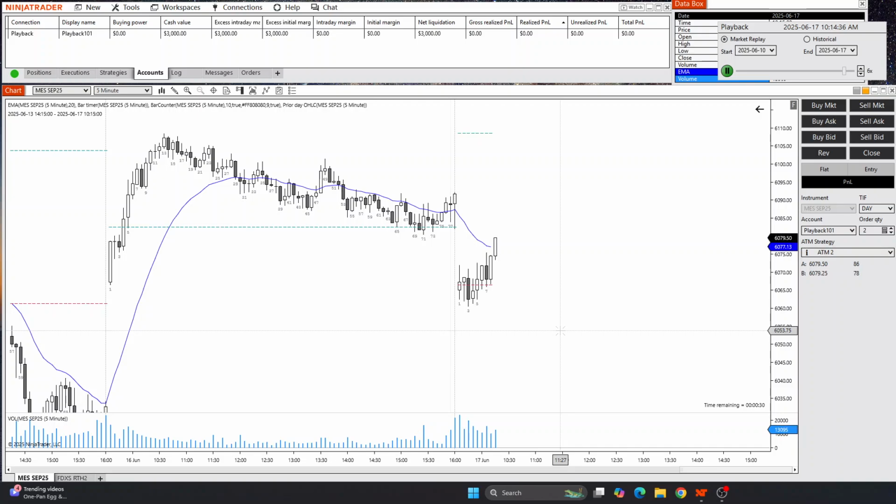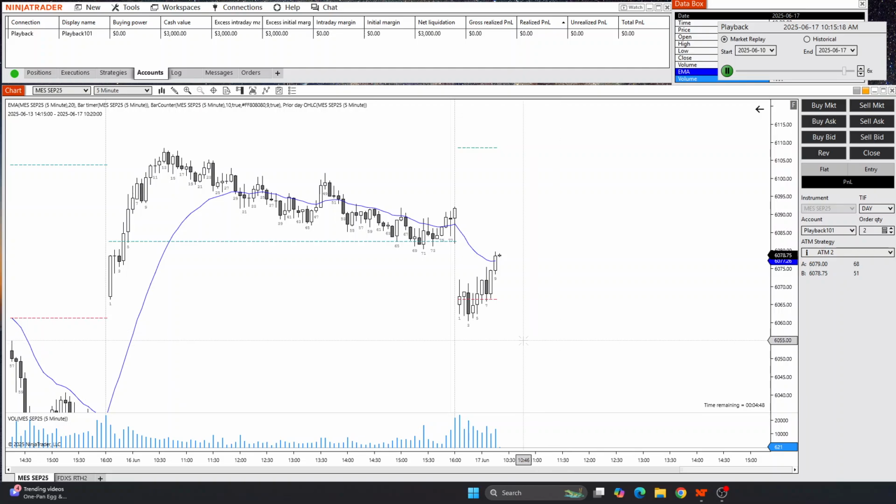So bears who sold here are trapped now. So likely we'll get a second leg push to the upside after these strong bull bars. So leg 1, leg 2, leg 3.